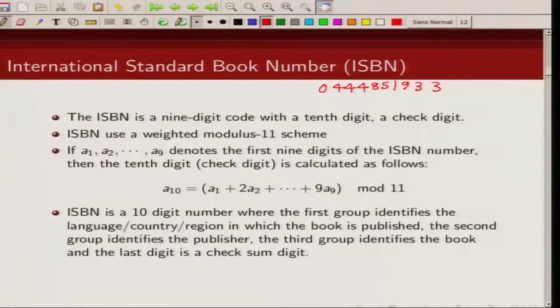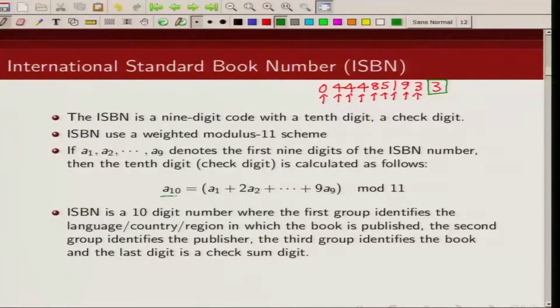So, if we look at the ISBN number for this book, the ISBN number for this book is 044485193. Okay. So, this is the first digit, second digit, third digit, fourth digit, fifth digit, sixth digit, seventh digit, eighth digit, and this is the ninth digit, and this is our check digit. Okay. So, let us check whether this is correct or not.